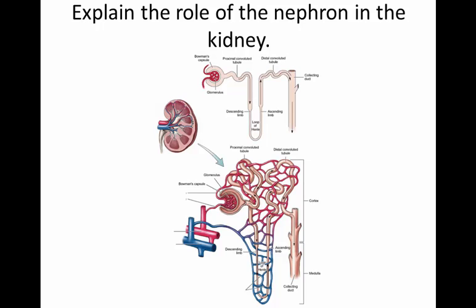To take a closer look at the blood vessels here, we can see that here we have a blood vessel coming from the renal artery. The blood will branch off to an afferent arteriole. The afferent arteriole is an arteriole that leads up to the glomerulus. Here we have the efferent arteriole that comes out of the glomerulus.